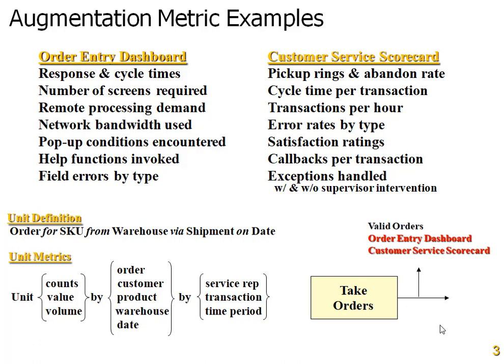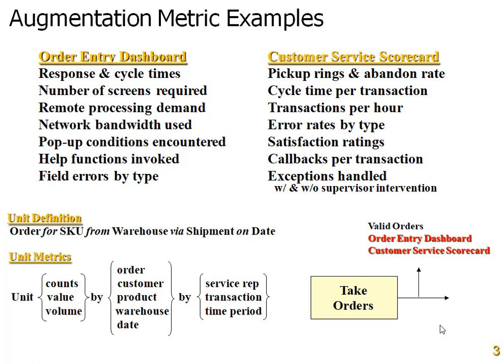On the dashboard side, we might look at the response and cycle times for accepting orders, how many screens are required to do it if this is an IT type automated system, any remote processing demand, how often we have to ask someone else to do processing on behalf of our orders, maybe our network bandwidth, our pop-up conditions, how many were encountered while taking the order, how many help functions were invoked, how many field errors by type are taking place while taking the order. So how is our operator actually doing at using our take order automated function to capture valid orders?